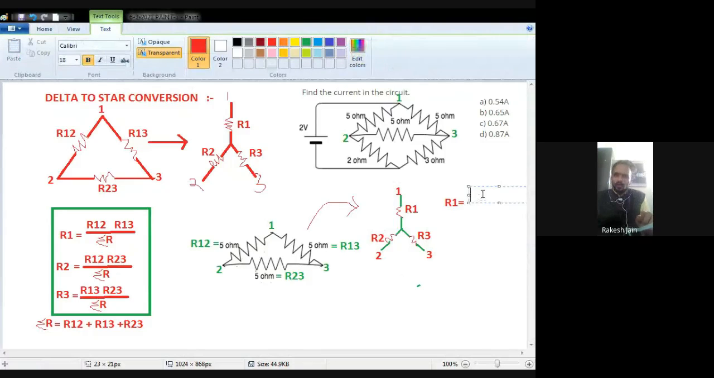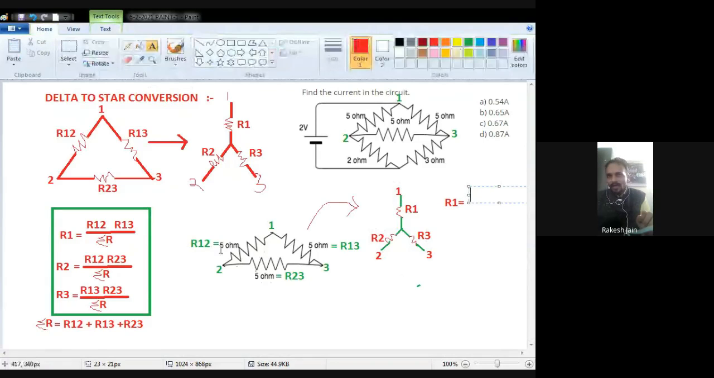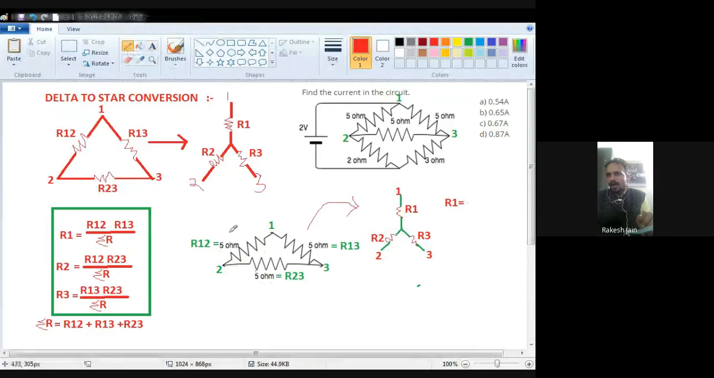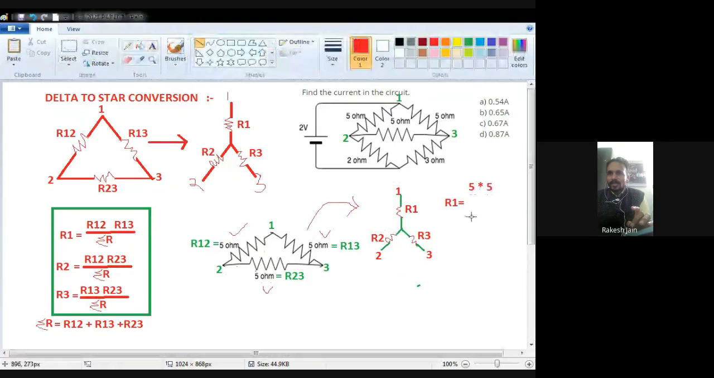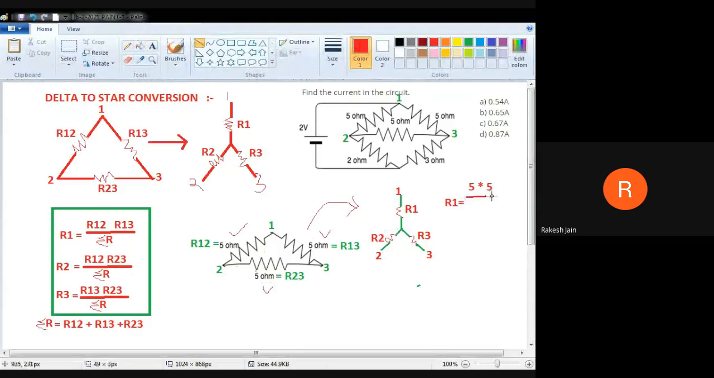So now how to find out the R1, R2 and R3 value? From the basic theoretical analysis, we know that R1 is equal to R12 multiplied by R13 divided by the sum of all these three resistances. Here for this question, all of these three are of 5 ohm. R12 is 5 ohm, R13 is 5 ohm, and R23 is also 5 ohm. So there is no need to go for the complex analysis.